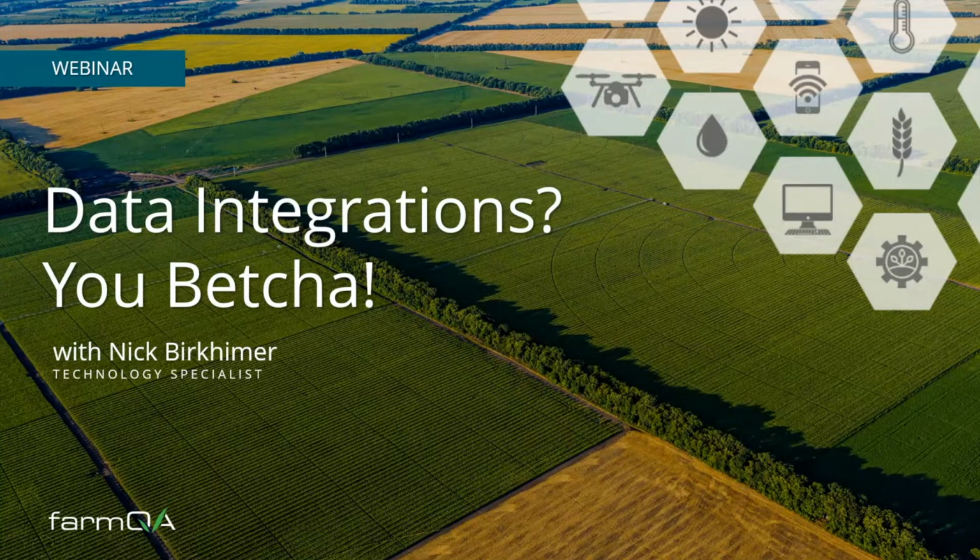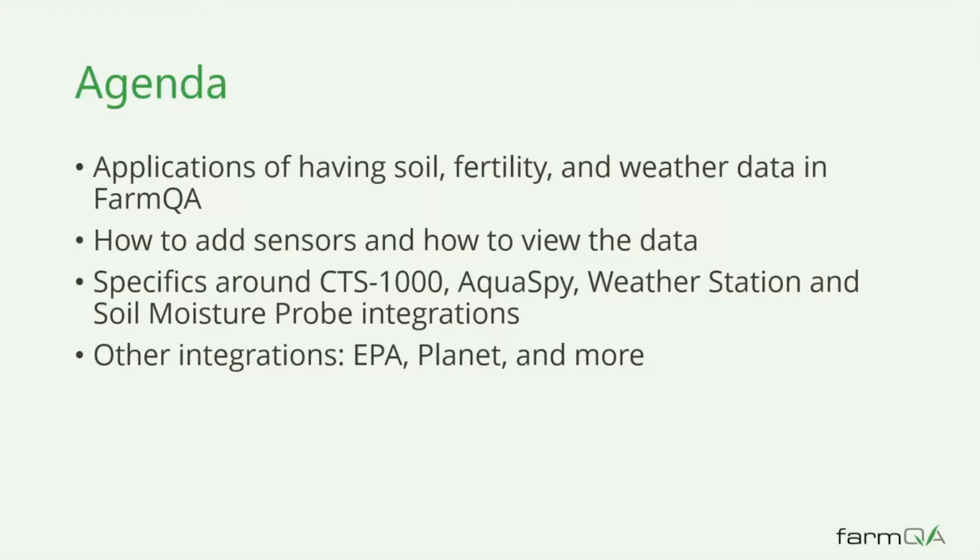And today, I'm happy to be talking to you about all the data integrations that we offer within the FarmQA software. So a brief overview, we're going to start off by touching on some of the applications that you have for having all of these data and sensor integrations with your FarmQA account. And then we're going to go through some of our bigger data integrations that we have with stuff like the CTS 1000 dynamic cone penetrometer, AquaSpy for looking at your moisture data, weather stations, soil moisture probes, et cetera, et cetera. We're going to show you not only how to get that data into your account, but how you can view it and how you can use that. And then we're going to touch on some other broader data integrations that you can also put in to get this information going in your FarmQA account.